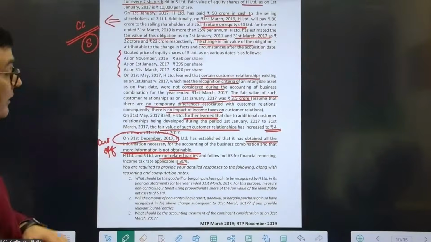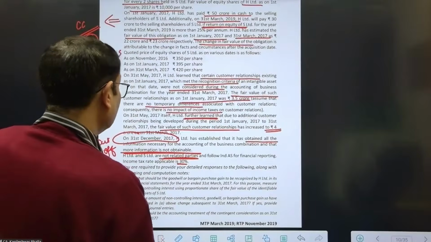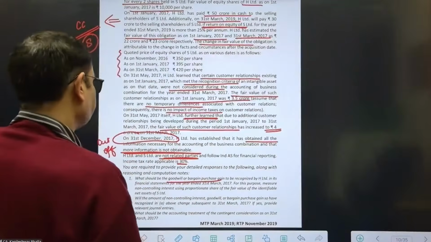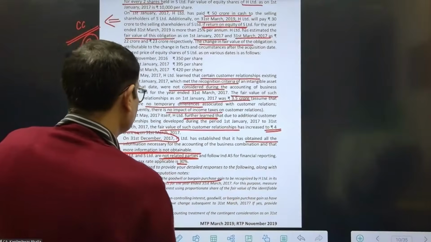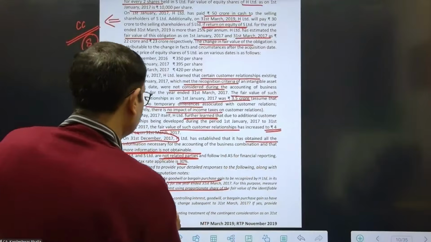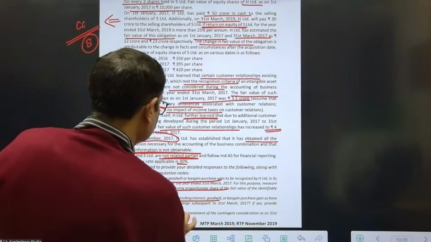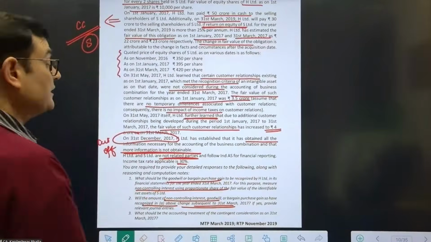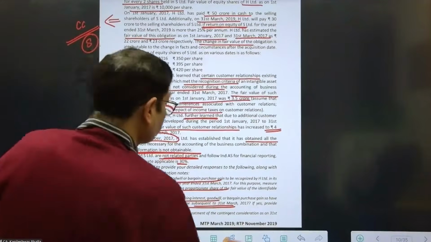Now it says you are required to provide detailed responses along with the reasoning and computation. What is the goodwill or bargain purchase gain in the financial statements at March 17? And for this purpose, measure the NCI using proportionate share of net assets. And then it says, will the amount of NCI or the goodwill or bargain purchase gain recognized change subsequent to 31st March? That is, he's talking about the measurement period concept, that will there be any changes? And then it says, provide journal entries.